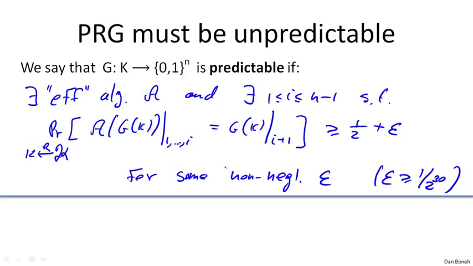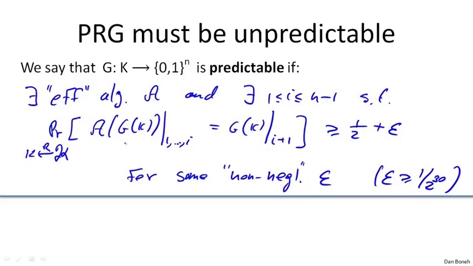So these terms, negligible and non-negligible, will come back at the end of the lecture and we'll define them more precisely. But for now, let's just stick with the intuitive notion of what non-negligible means. And so this is what it means for a generator to be predictable. Basically, there's some algorithm that is able to predict the i plus first bit, given the initial prefix.